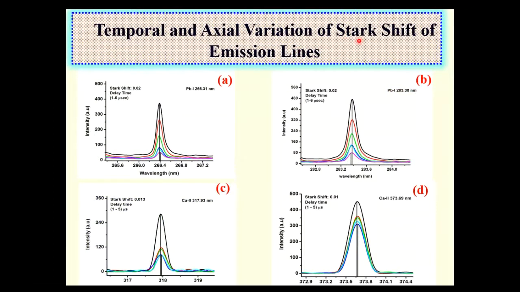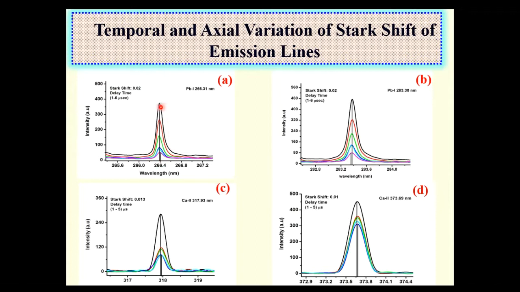Temporal and axial variation of Stark shift of emission line. So there are four pictures, A, B, C, and D. These pictures all show that there is a variation of a shift. There is a variation of the transition line. This variation is known as a shift. This shift occurs due to the Stark shift.